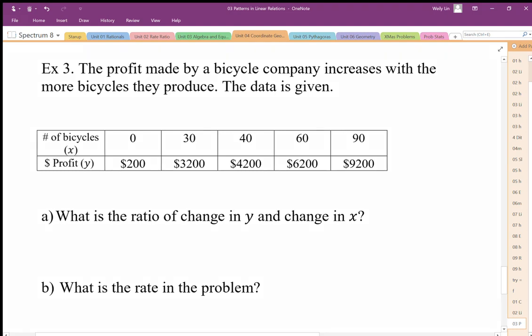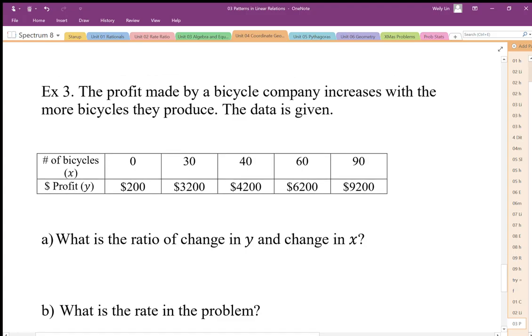So this is a relationship where we've been given the relationship in a table. We can see that as they produce more bicycles, they're earning more money. But at the beginning, when they start, they already have a profit of $200. So how does this work? We have a starting point.